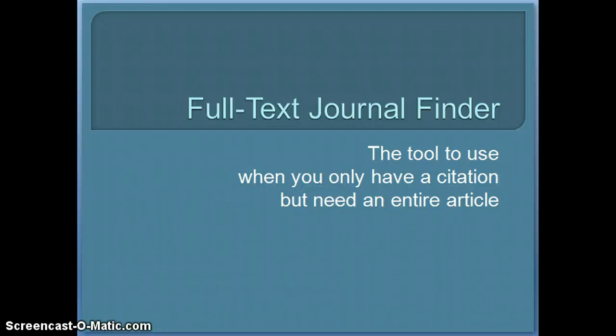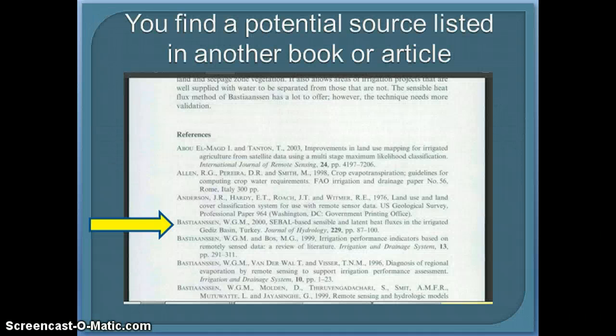Today we're going to look at a tool called Full Text Journal Finder. This is the tool that you use when you only have a citation for an article but need the entire article. You might be wondering, how would you find yourself in this position? Well, one way might be when you're doing your research and you read a particularly useful source and you look to its reference page or bibliography and find other articles listed that look like they would be useful to you. You would use full text journals to help you track those down.